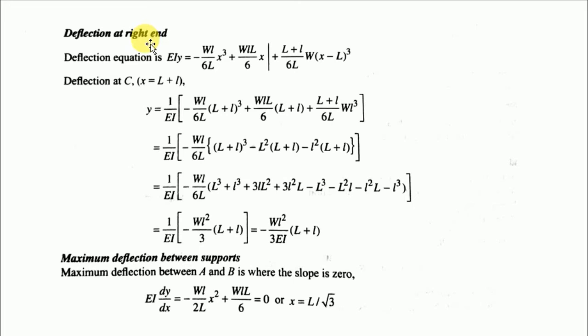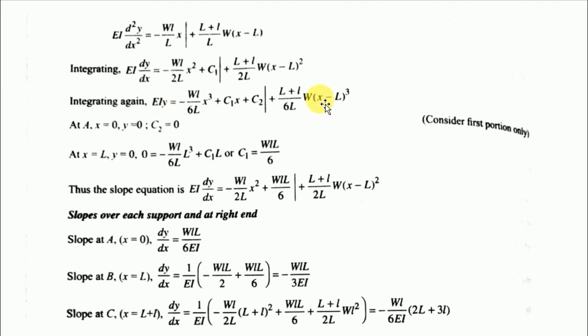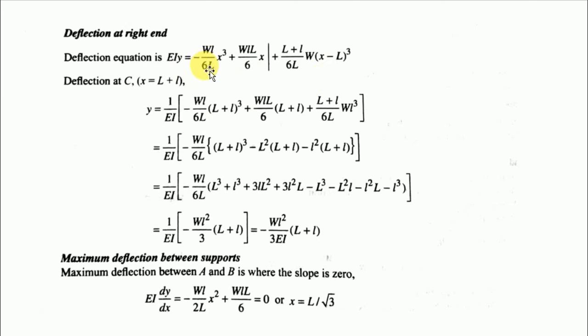Now, deflection at the right end. To find the deflection, we have to use this equation by putting the C1 and C2 values in it. Then we get this equation, EIy is equal to this part. Now we have to find the deflection at point C, the right end. Then we put the value of x equal to capital L plus small l, and by putting the value of x as L plus l in this equation, we solve it in this form, which is minus WL square upon 3EI times (L plus l). That means the deflection at point C is this amount.